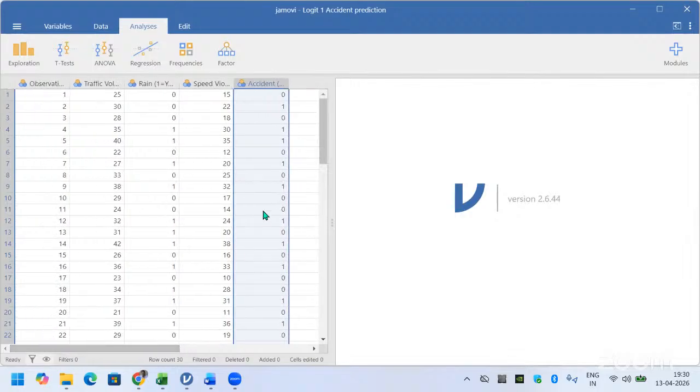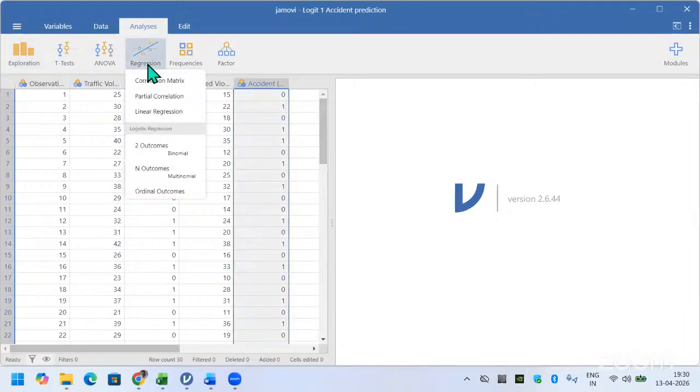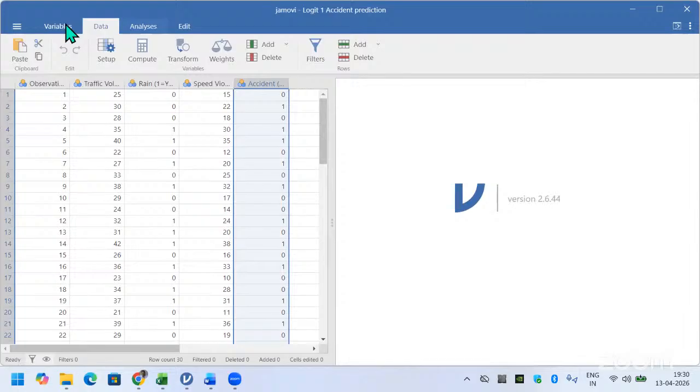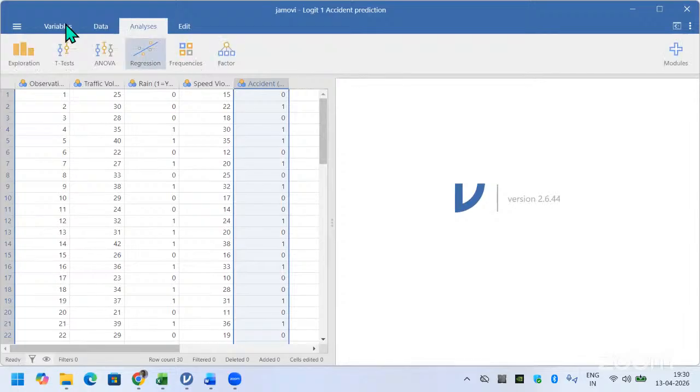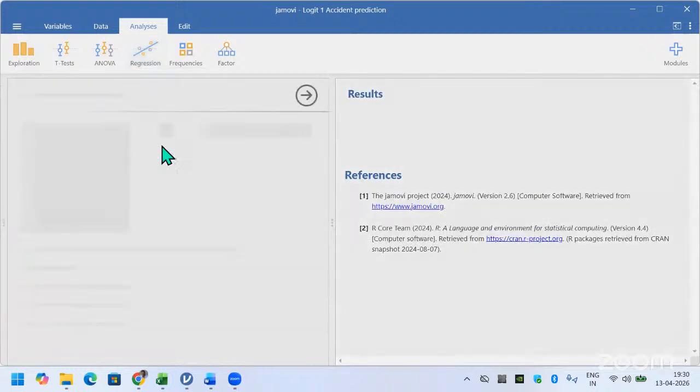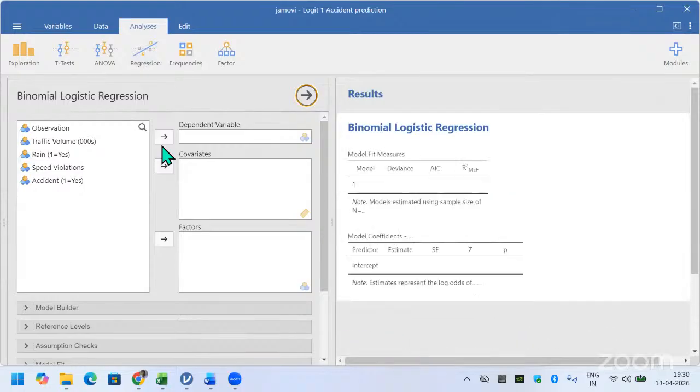Now to run the regression: in the last class we saw linear regression, and now I'm running the logistic regression. I hope you have already seen the variables, data and analysis menu. Here I've got correlation matrix, partial correlation, and linear regression. We are talking about logistic regression and two outcomes, either an accident will happen or not. So this is what I need to find out.